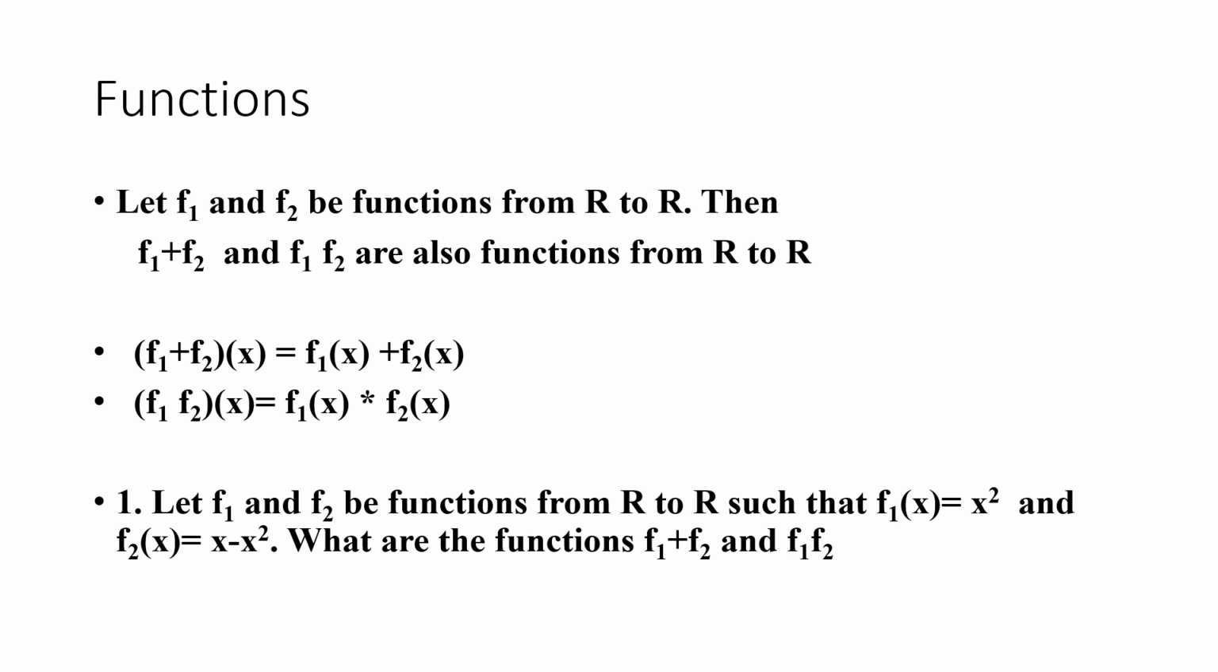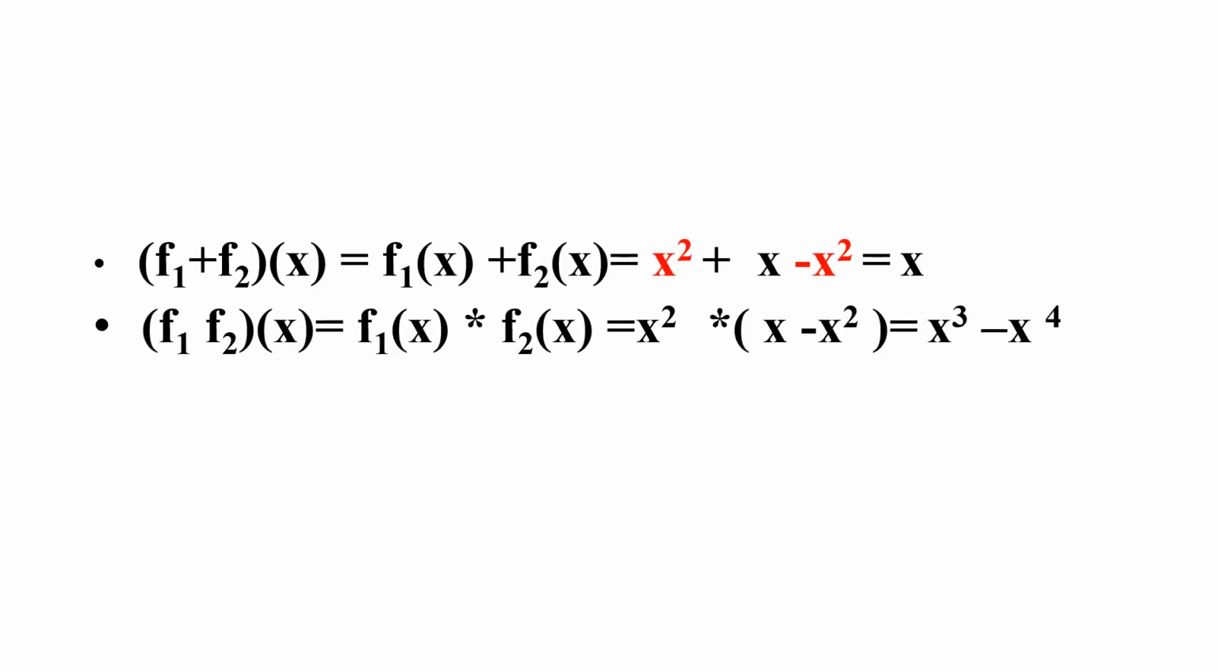Now we have to find out the functions f1 plus f2 and f1 into f2. f1 plus f2 of x can be computed as f1 of x plus f2 of x. I am directly substituting the value of f1 of x and f2 of x, and if you are solving it, you will be getting x as a result. To find f1 into f2 of x also, I am substituting the values directly, and after multiplication I will be getting x cube minus x raised to 4 as result.